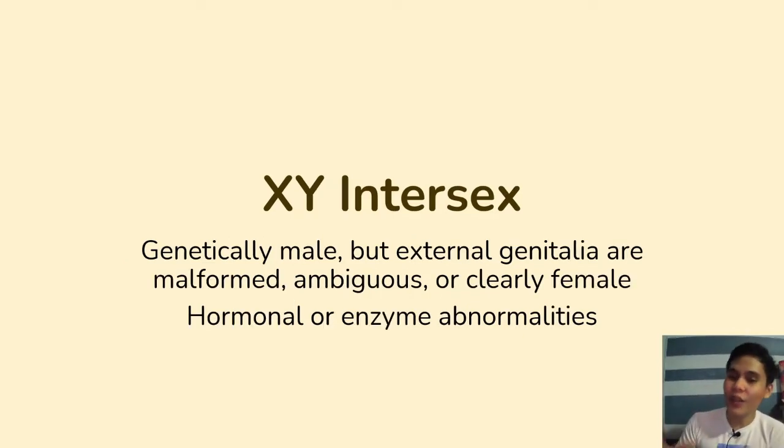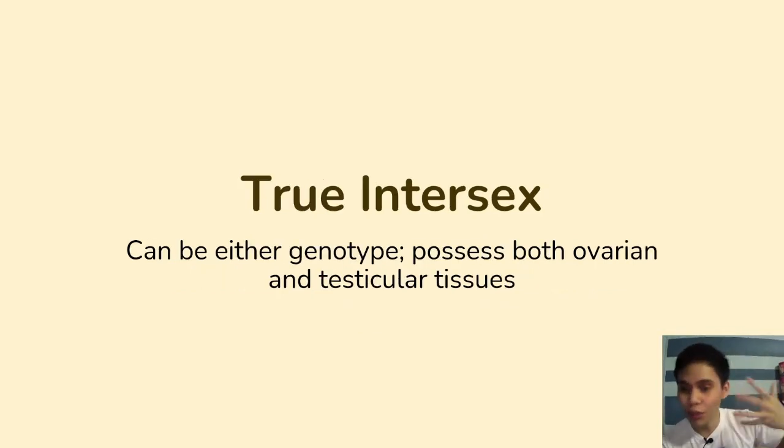XY intersex, on the other hand, is genetically male, so X and Y means you become a male, but external genitalia are malformed, ambiguous, or clearly female. So it's like penis ain't there. And there could be a vestigial vagina, but it depends on the exact hormonal or enzyme abnormality or imbalance in this particular individual. So again, anything goes when you have differences in your hormone levels. That's how much hormones can affect the physical characteristics of your body.